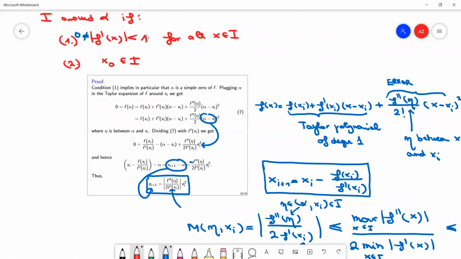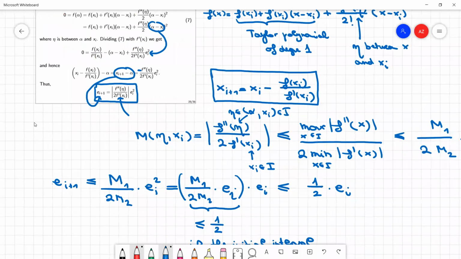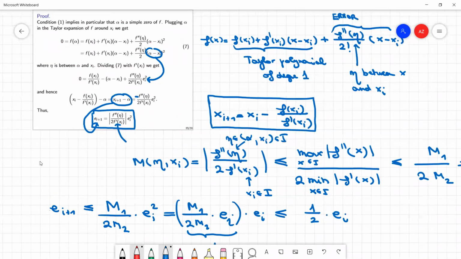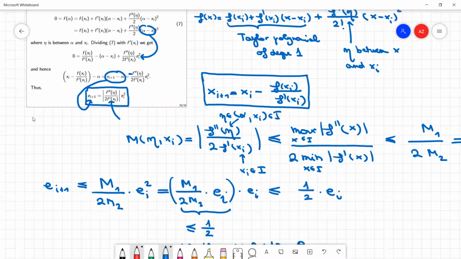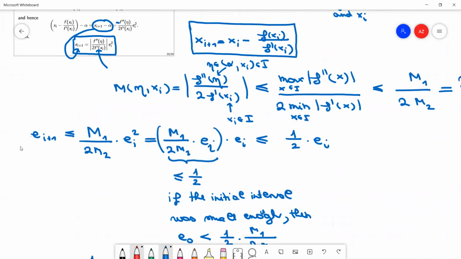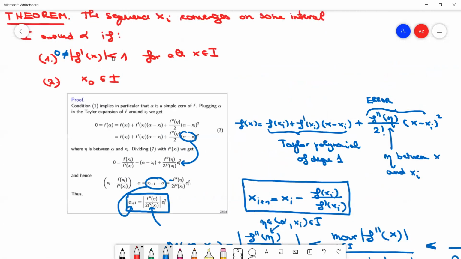But for the other condition, that the derivative should be smaller than 1, I actually don't see where we used it. So maybe this is a good point to do a break, and after the break I will try to explain why we needed this condition, that the derivative is smaller than 1.